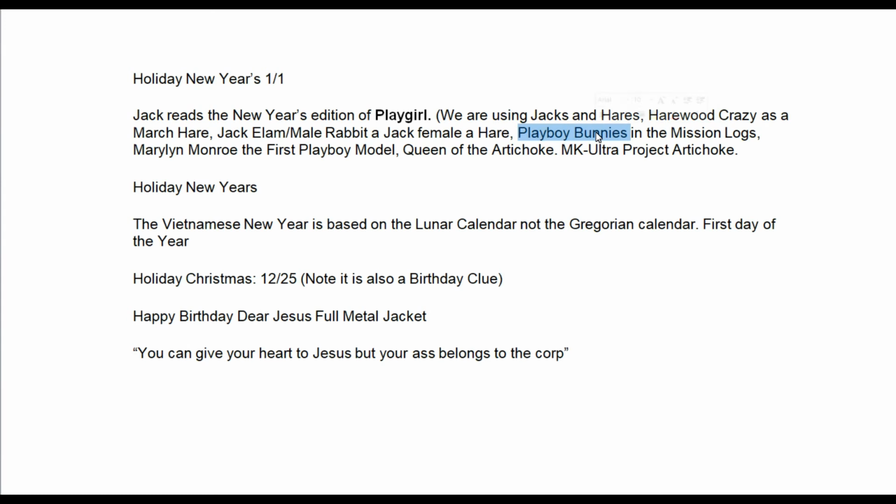So they're all Playboy bunnies. You have the Playboy mission logs and the Apollo 12 logs that they actually had on the moon had Playboy bunnies in them, and these are connections into Lewis Carroll when we have to follow the white rabbit down the rabbit hole. And of course, Marilyn Monroe was the first Playboy model.